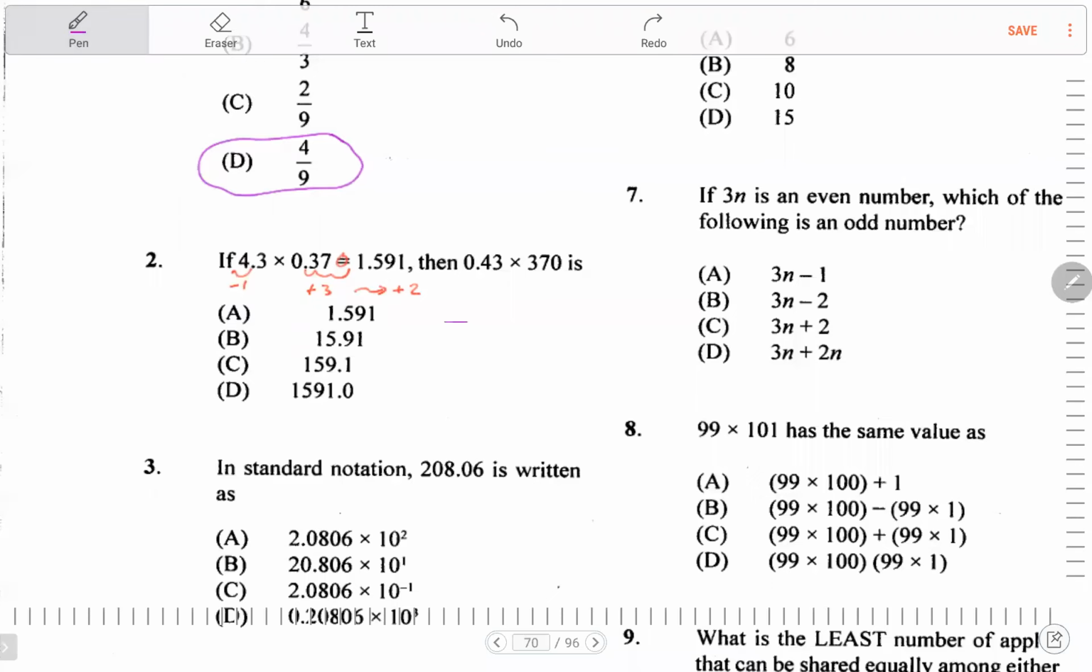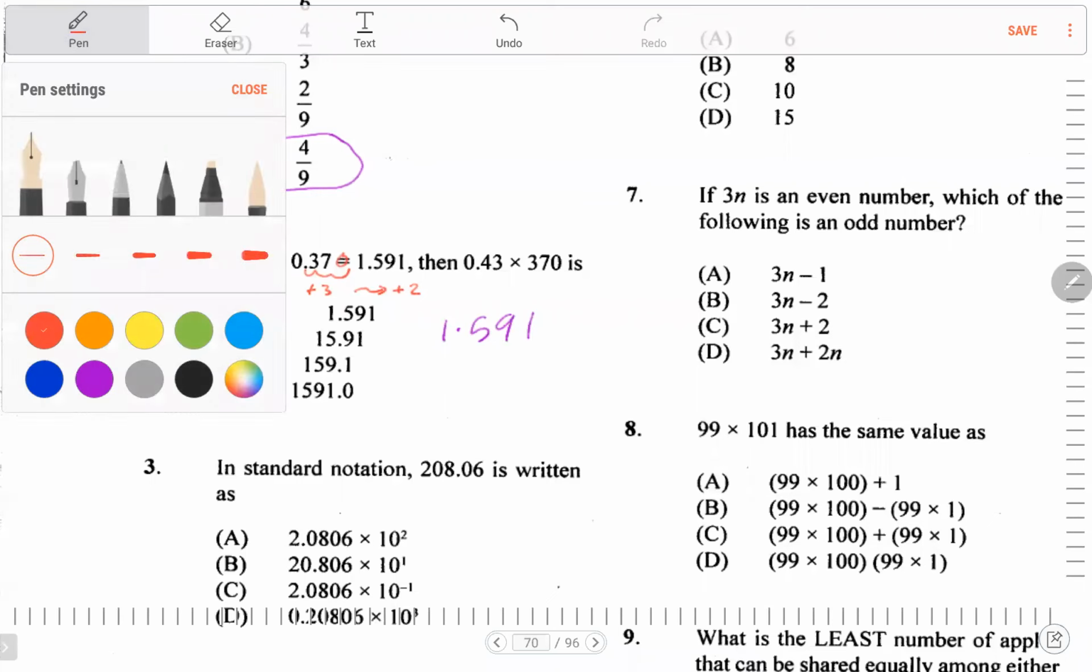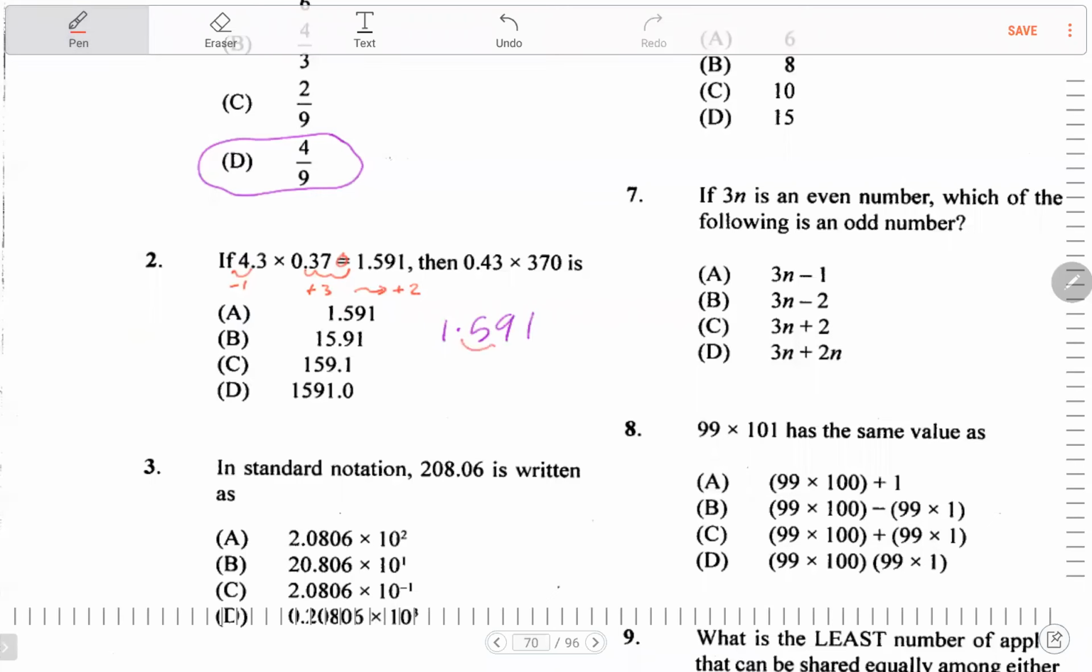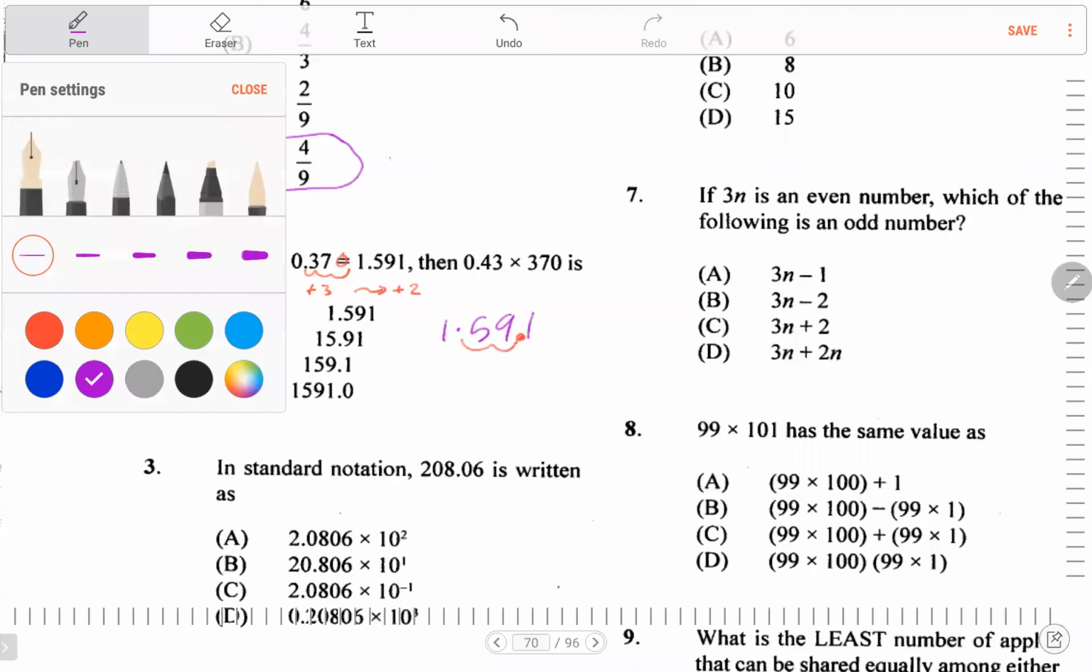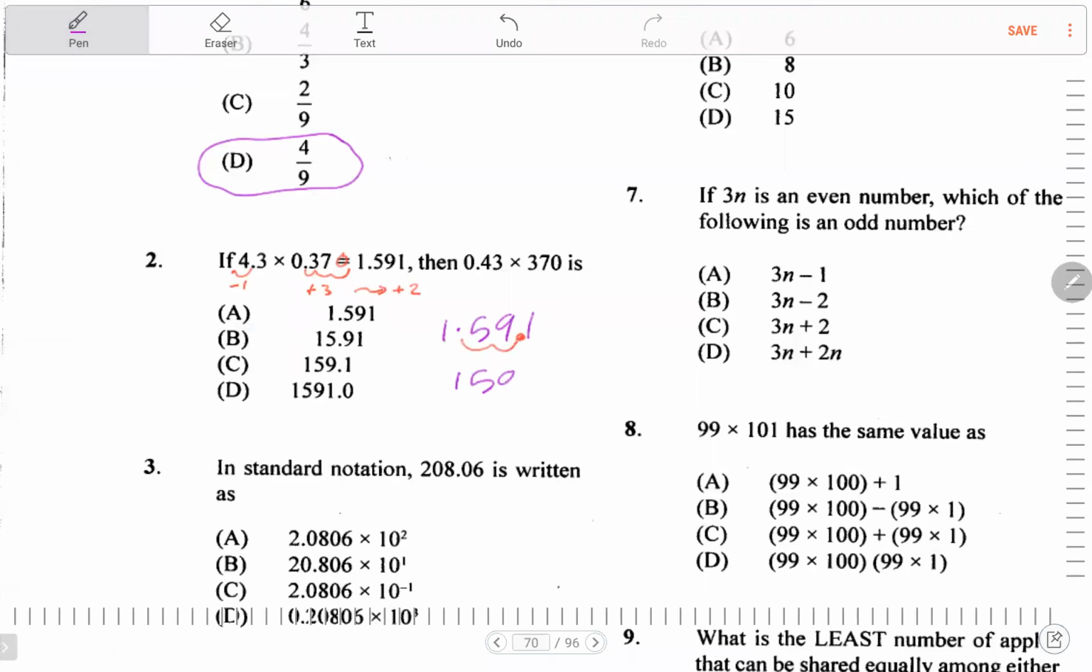So take this 1.591 and move the decimal place, a net change of 2 places to the right. And so the answer is 159.1. That's what this will be equal to. Everybody understands that. 159.1.